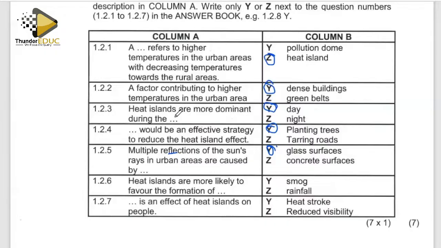Right, moving on to the next question. Heat islands are more likely to favor the formation of, when we have heat islands, we are likely to have the formation of rainfall. I will need to explain on that one. How does rainfall form because of heat islands?